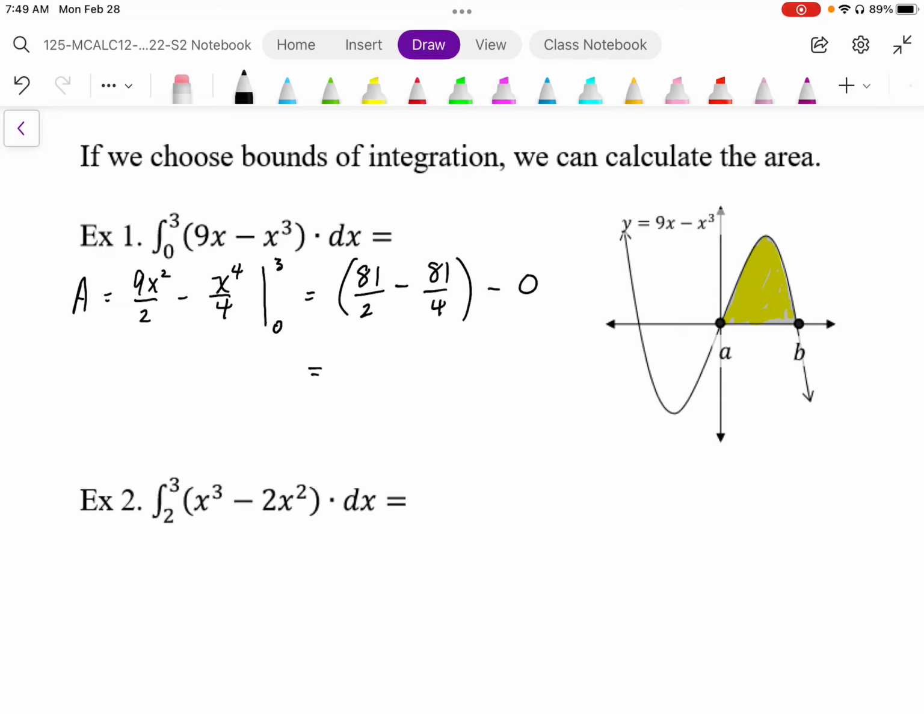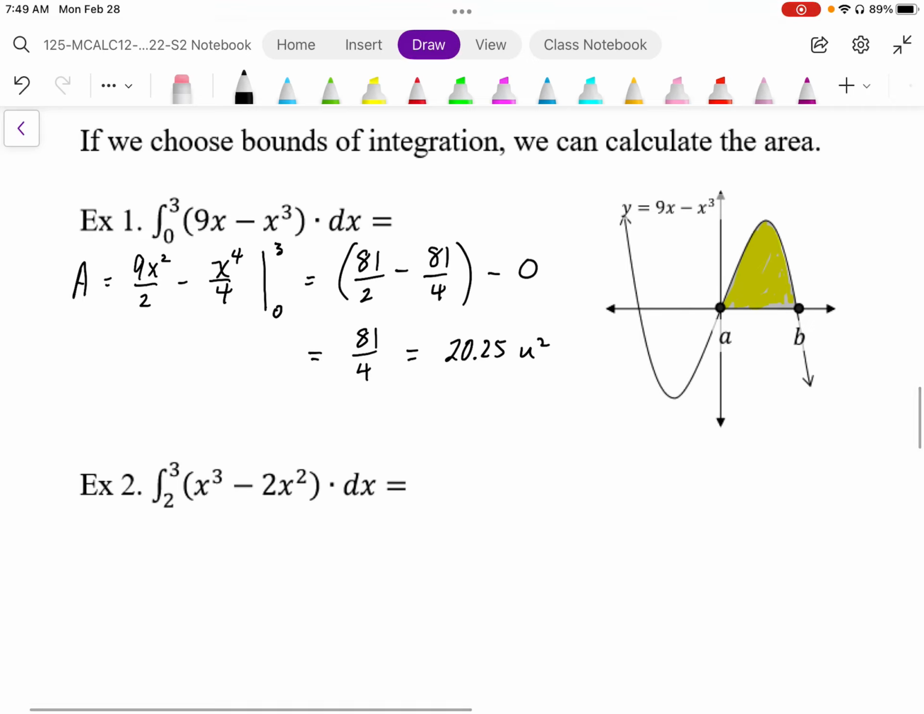And so the area that I end up with is 81 over 4, which is equal to 20.25 units squared. So that represents the area underneath that curve between 0 and 3, which happen to be the roots of that function. So this is how we apply the fundamental theorem of calculus. To find area, we anti-differentiate to get an antiderivative function, and we find the displacement, the difference between the points at the endpoints 0 and 3, and that will give us the area under that curve.